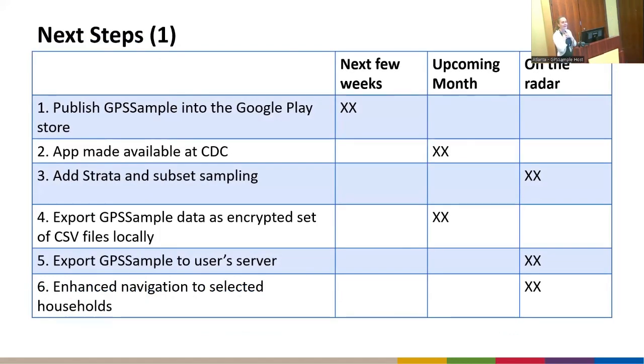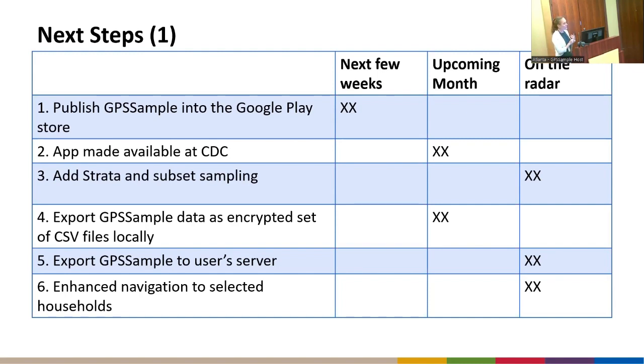If you've been attending this webinar and maybe you've gone to the Play Store and searched for GPSSample, you'll see it's not yet there. This is because we have a little bit more hardening to do, but we expect to and plan to have this be in the Google Play Store in the next few weeks, ideally November 5th. That is our plan. It will take a little bit longer to make this app available at CDC. So we're expecting 3 to 4 weeks after the Play Store that it will be available for CDC.